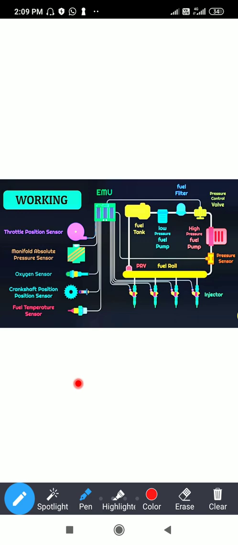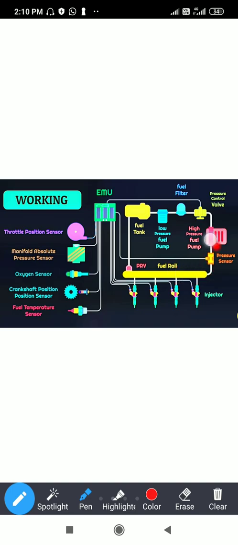Now let us see the working of the common rail direct injection system. Say simply, how does the multi-point injection work over here. From the fuel tank, the fuel is supplied to the common rail. The common pipe, whichever pipe they are using, is the one from where the fuel is supplied to each and every injector. Then the excess amount of fuel after supplying to the injectors is once again transferred by the fuel pump.